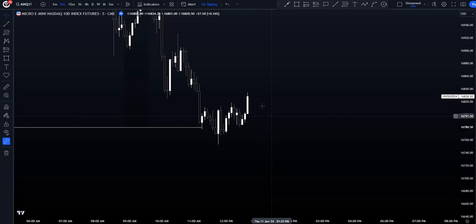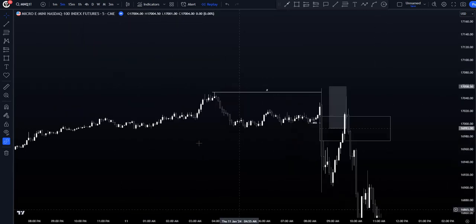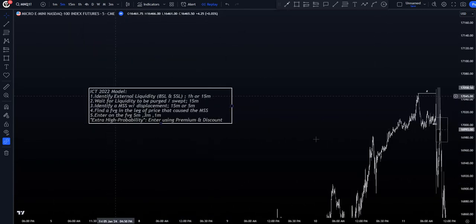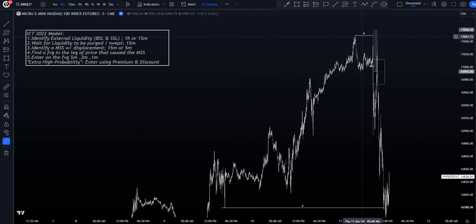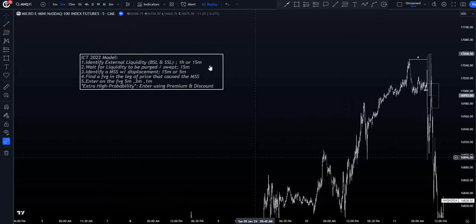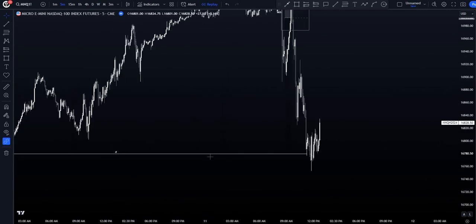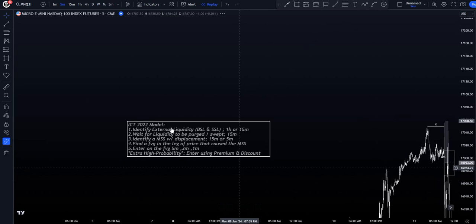Boom, displacement right there. So remember, identify external liquidity, buy side and sell side. Buy side got swept, sell side got swept here on the 1 hour or the 15 minute. Wait for liquidity to be purged on the 15 minute. We did get a sweep of liquidity here, okay?